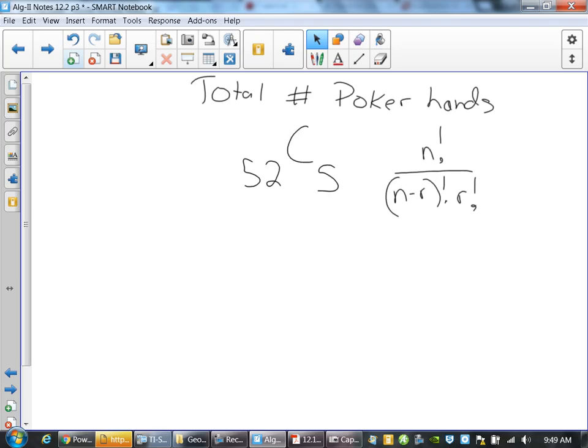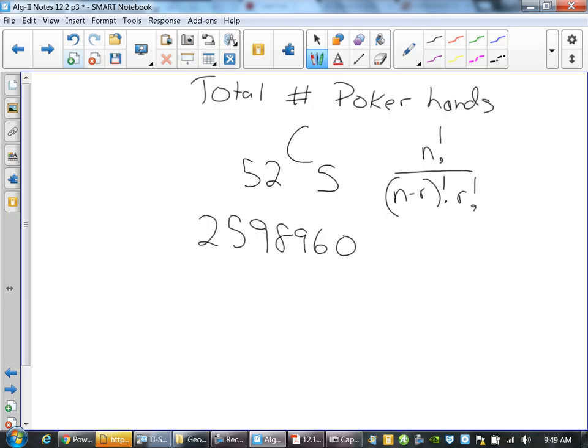Figure out what it is. How many distinguishable hands are there? 2, 5, 9, 8, 9, 6, 0. So that means in 5-card poker, if I'm just dealing out 5 cards, you have 2, 5, 9, 8, 9, 6, 0. Basically 2.6 million different combinations in hands.